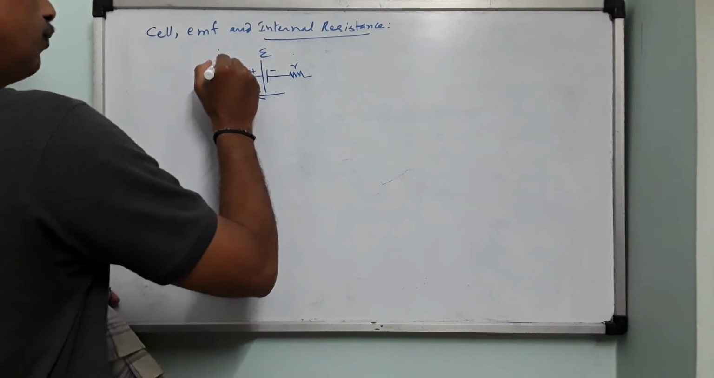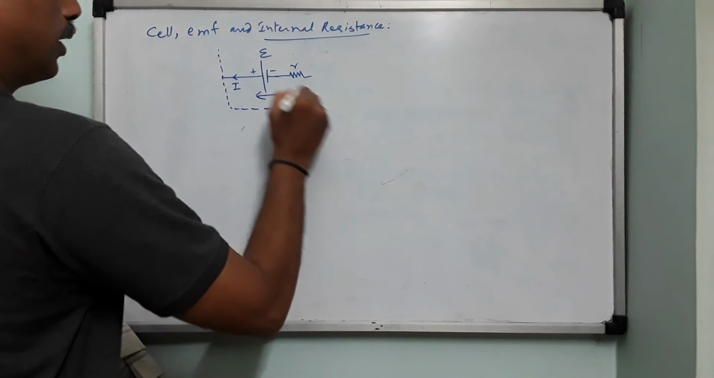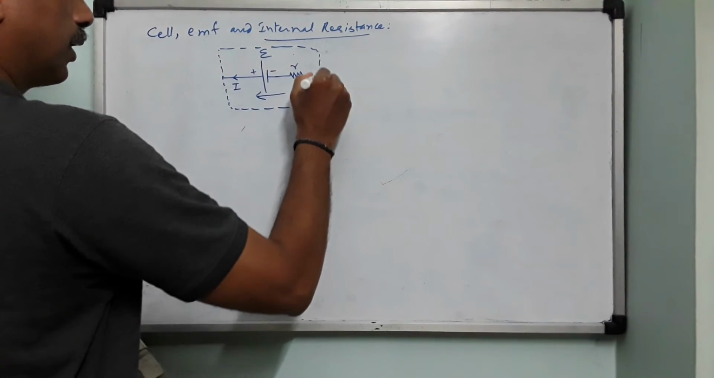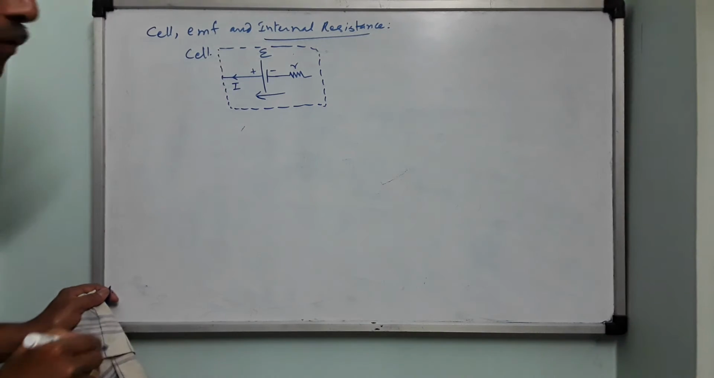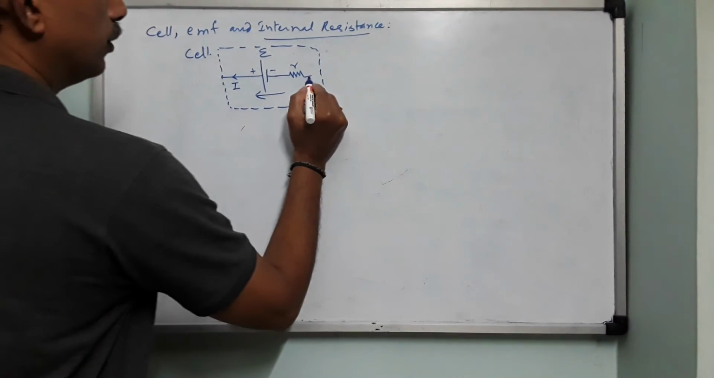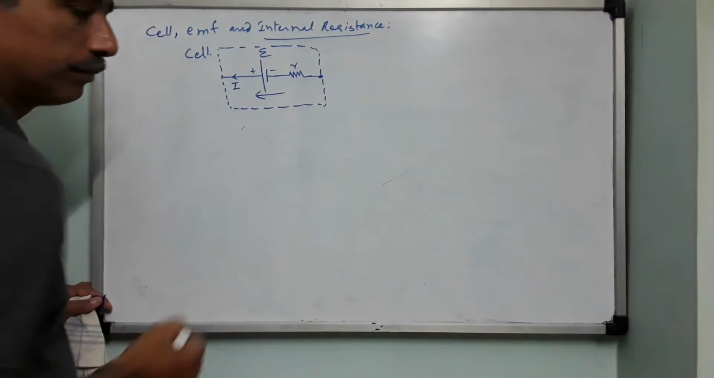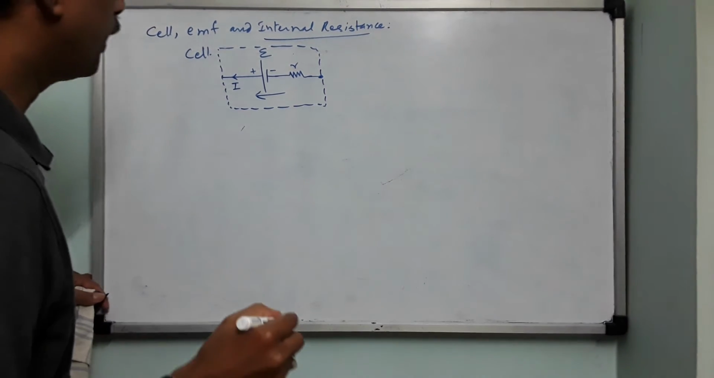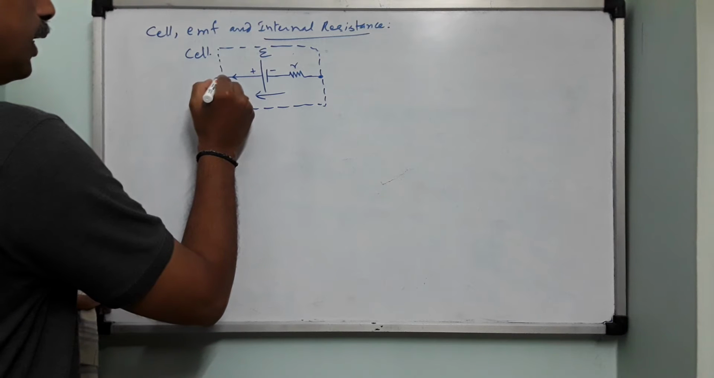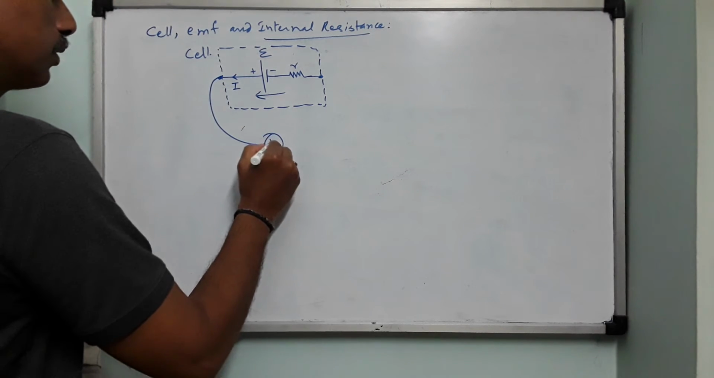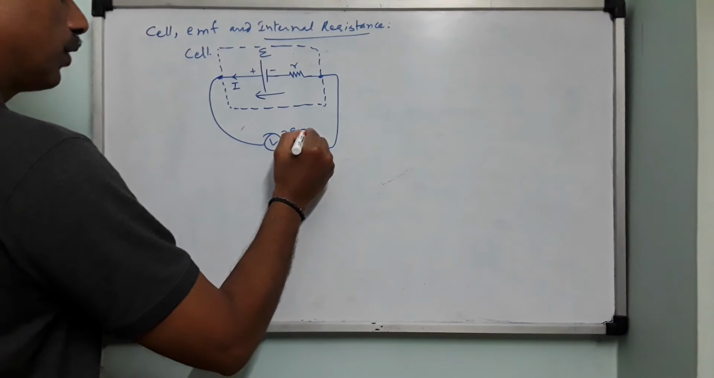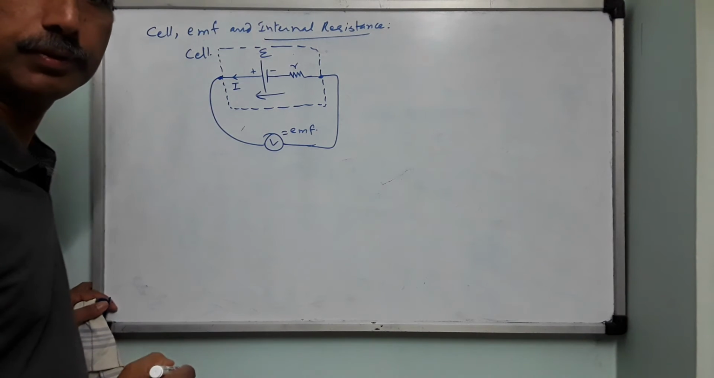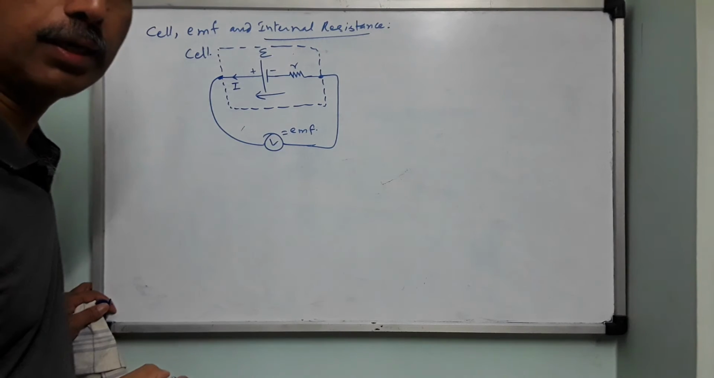So now if I keep this in a dotted box line, then what will happen? I call it as a cell. So this is my cell. Fine. So now if I take a voltmeter, listen carefully, if I take a voltmeter and connect the voltmeter between these two terminals, it will read a value which I call as what? EMF. Is known as what? EMF.